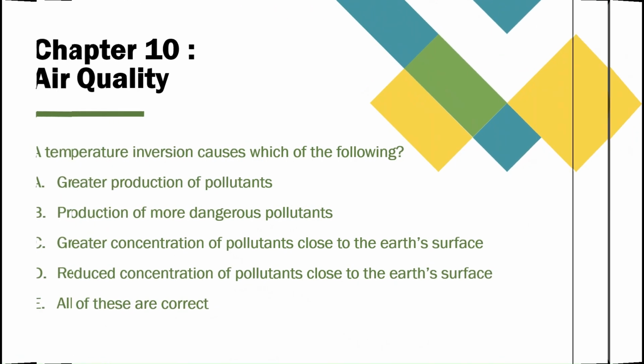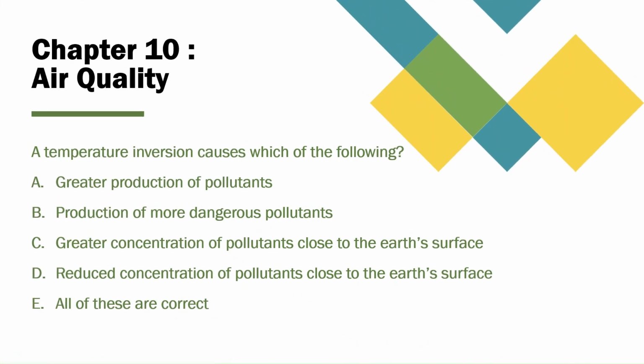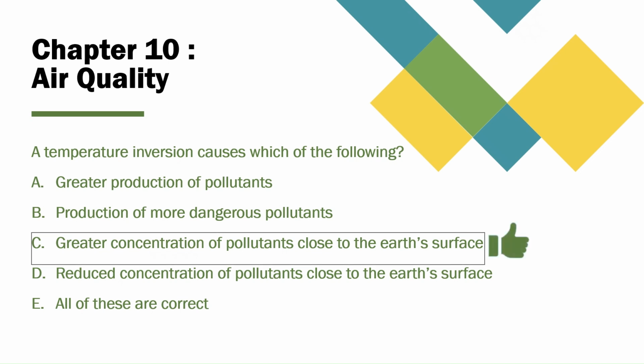A temperature inversion causes which of the following? A. A greater production of pollutants. B. Production of more dangerous pollutants. C. Greater concentration of pollutants close to Earth's surface. D. Reduced concentration of pollutants close to the Earth's surface. Or E. All of these are correct. The correct answer is C.